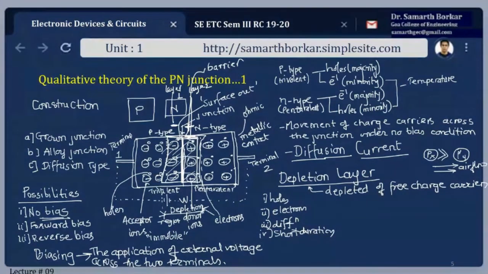But then what are we left with? We are left with two regions. One is a negatively charged region, one is a positively charged region. Why is this positive? Because it has lost the electron, it becomes positive. Why is this marked as negative? It is accepting the electron. Fine. This is how we denote the acceptor and donor ions.